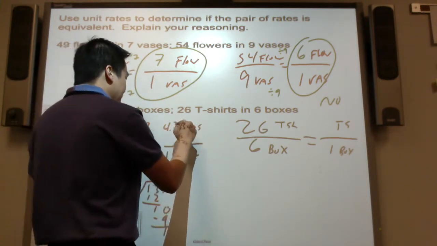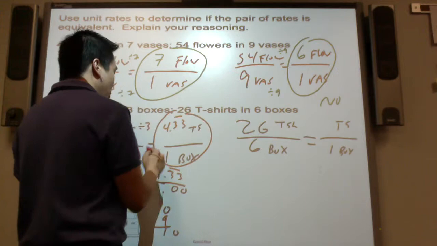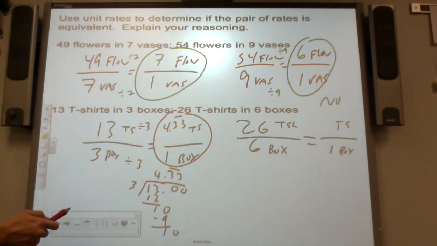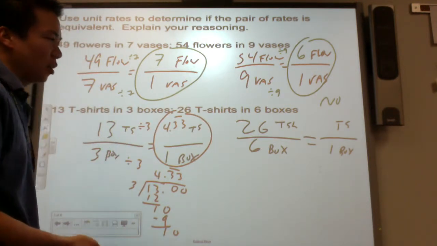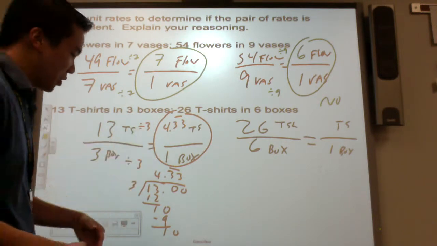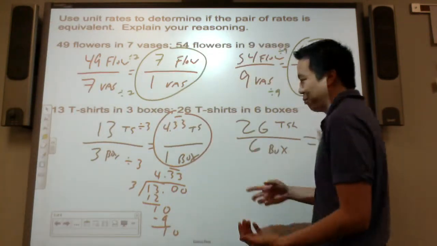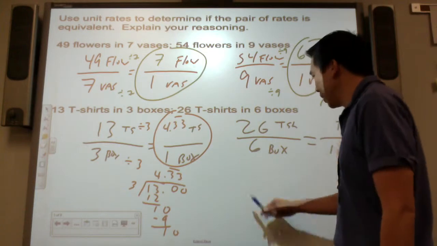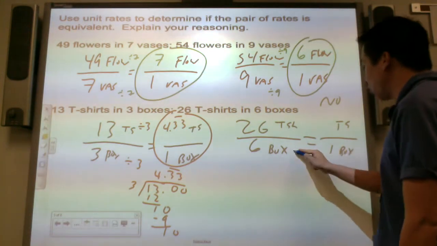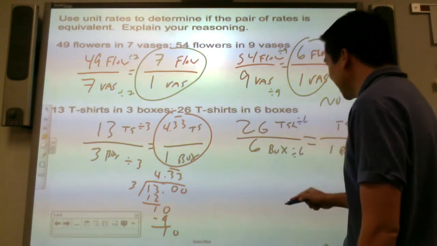I think it's repeating. So there are 4.33 repeating t-shirts per box. Of course, if you round it, it's about 4 t-shirts per box, because you really can't have 0.333 t-shirts. What about this one? How do you break down 6 boxes to 1 box? Divide by 6, divide by 6.